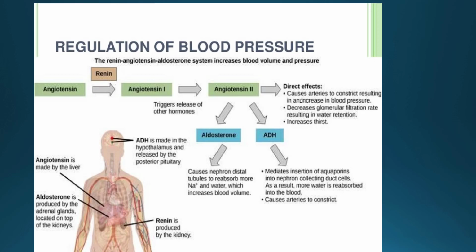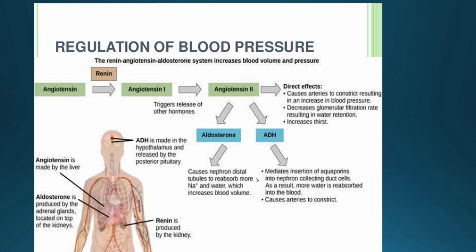The direct action is it causes arterioles to contract, resulting in an increase in blood pressure, and decreases glomerular filtration rate, resulting in water retention. It also increases thirst, and a person takes more water, and this way volume is retained. The indirect action is through release of aldosterone and ADH, antidiuretic hormone.